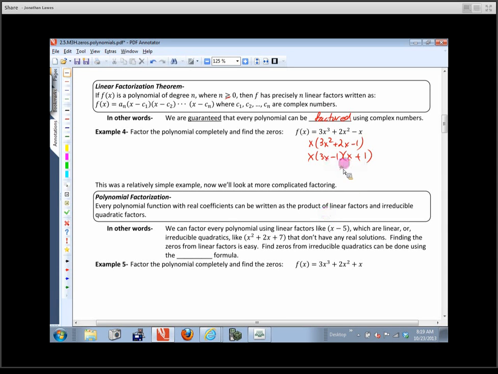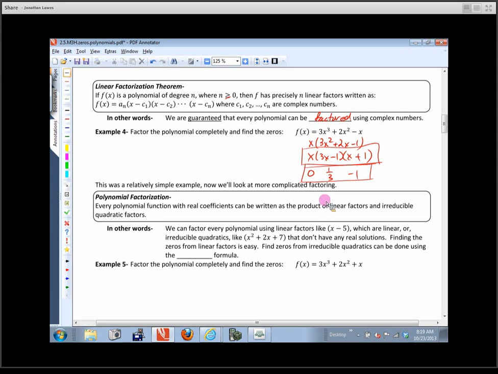Okay. Now, I could leave it like this, and I could write down the zeros. The 0 here is 0. Here it's 1/3, and here it's negative 1. So there's the correct factoring, and here are the zeros. So we've done a fair amount of this before, right? Any questions on this one?